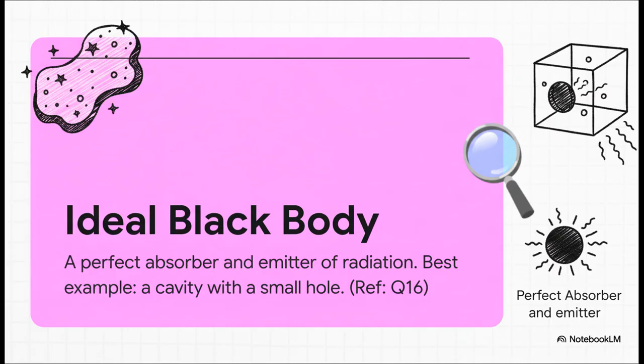And the text gives us a fantastic definition. It's not just something painted black. The key is that it's a perfect absorber and a perfect emitter of energy, kind of like a cosmic sponge for radiation. And the best real-world example? It's actually a hollow box with a teeny tiny hole in it. Any light or radiation that goes in just gets trapped.